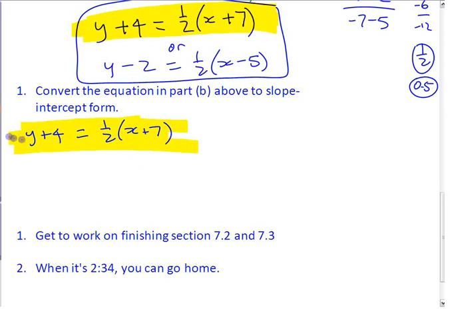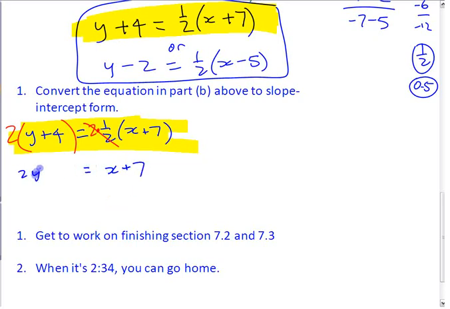I can times this whole side by 2. This already has brackets. Do I need to multiply each of these things by 2? Do I need to put a times 2 in here and a times 2 in there? If there's already brackets here, I can just put a 2 in front and that's enough. Okay? So if you times both sides by 2, that's going to cancel out. You're just going to have x plus 7.